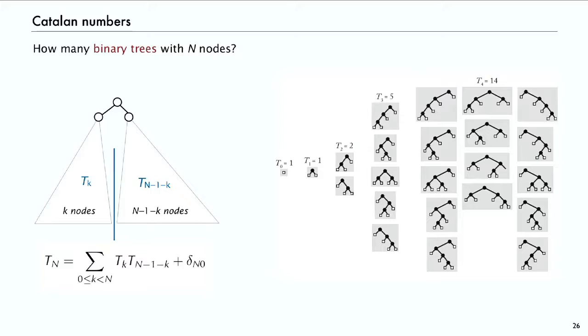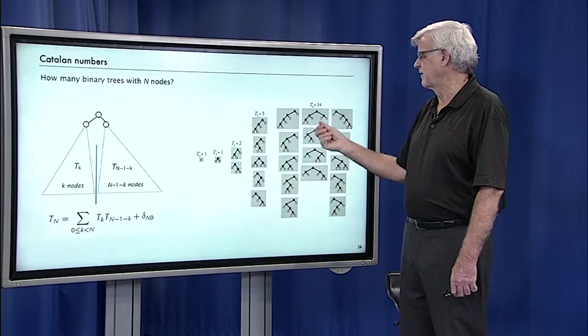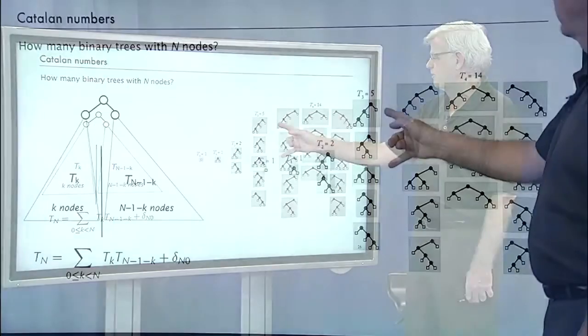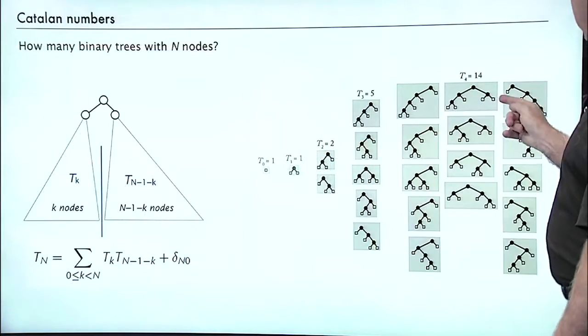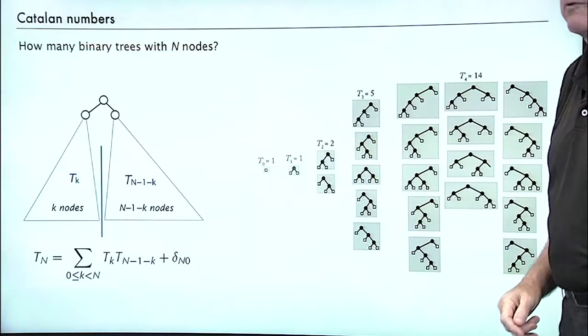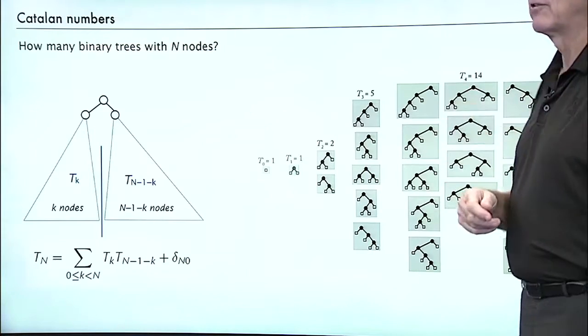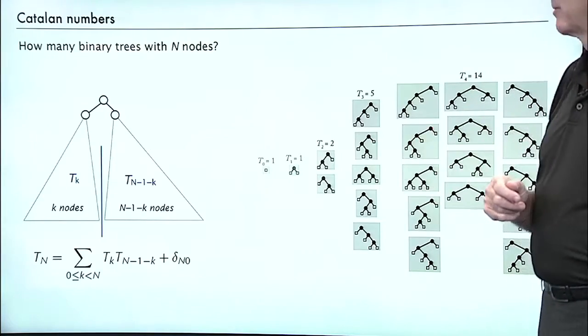So there's 5 possibilities for 3 nodes. And similarly, there's 14 possibilities for 4 nodes. So you could have empty on the left in any one of the 3-node trees, empty on the right, any one of the 3-node trees on the left, empty on the left, any one of the 3-node trees on the right, or you can have 1 on one side and 2 on the other side in 4 possible ways.